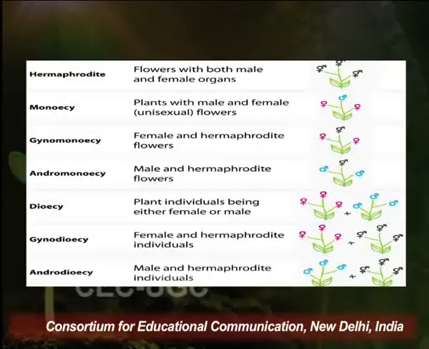On your screens you can find different categories of the plants which are, say, andromonoecious, that means male and hermaphrodite flowers; gynomonoecious, which means female and hermaphrodite flowers. Likewise, you have gynodioecious ones, which means female and hermaphrodite plants, and androdioecious. The basic idea is that you have different types of combinations of monoecious as well as dioecious plants.